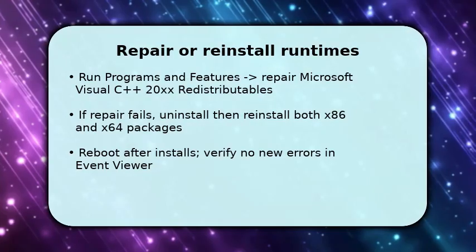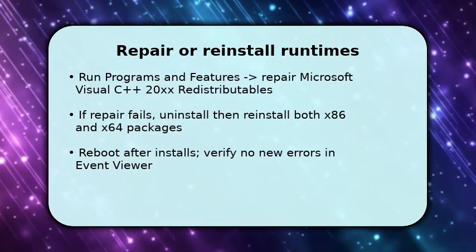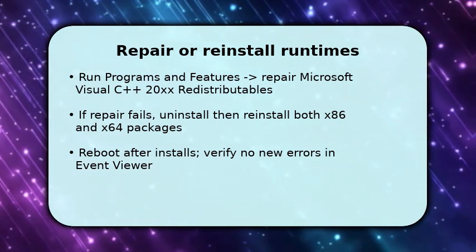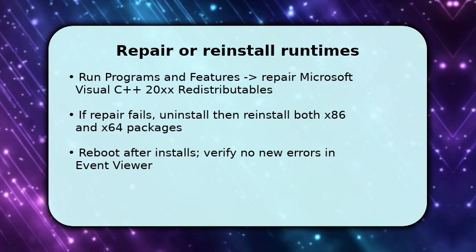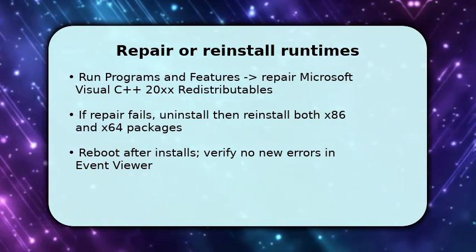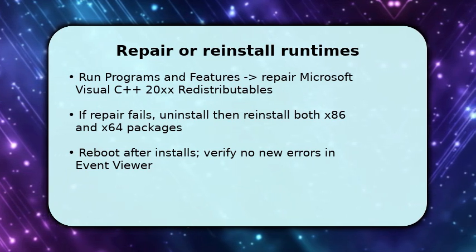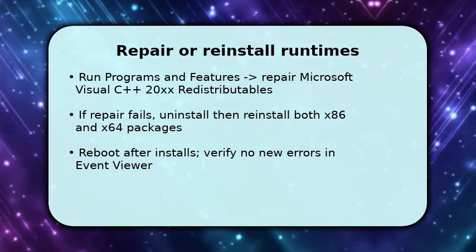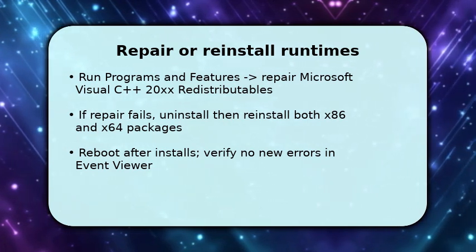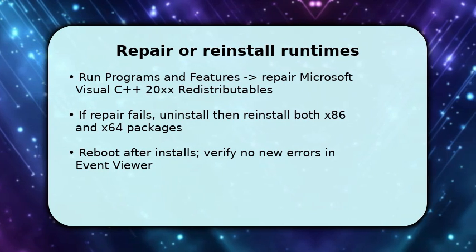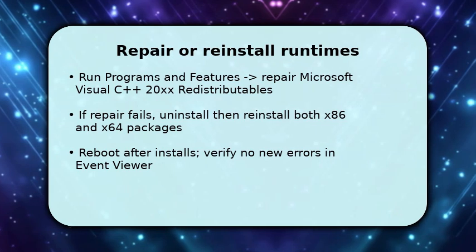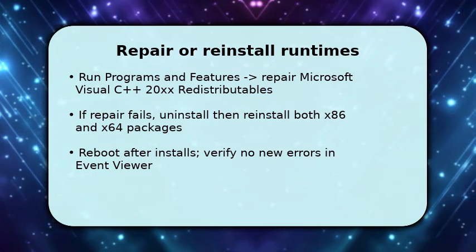You now focus on the runtime listed in the manifest. Repair the specific Microsoft Visual C++ redistributable via Programs and Features. This restores missing or corrupted DLLs. If repair fails, uninstall that package and then reinstall both x86 and x64 versions. Many games require both. Make sure to reboot after installation so Windows binds correct manifests. Once rebooted, check Event Viewer again to confirm the side-by-side error is gone or points to a different one.